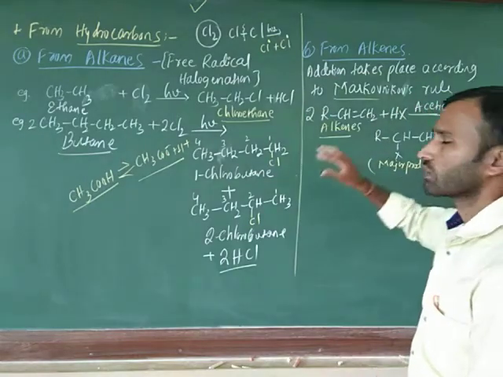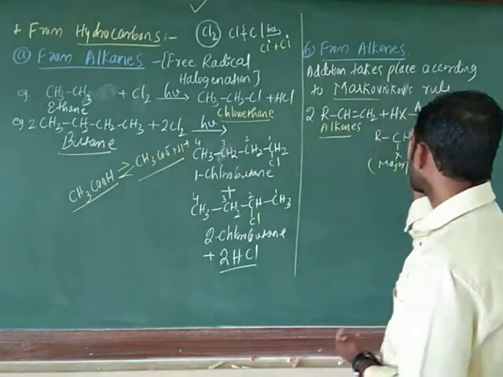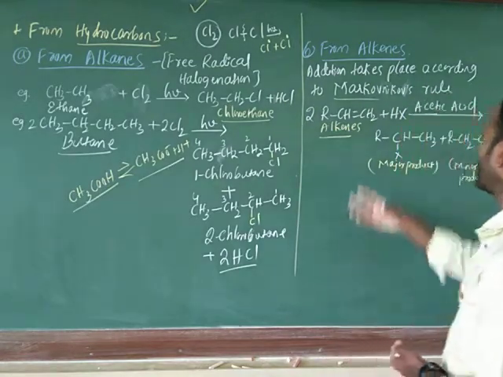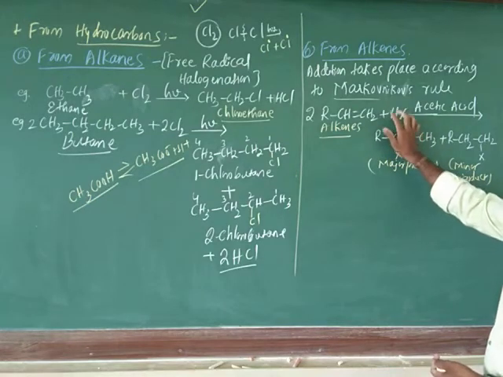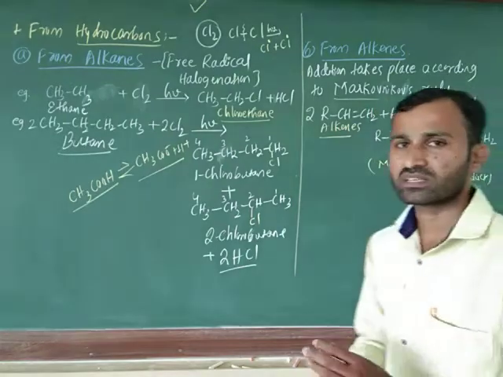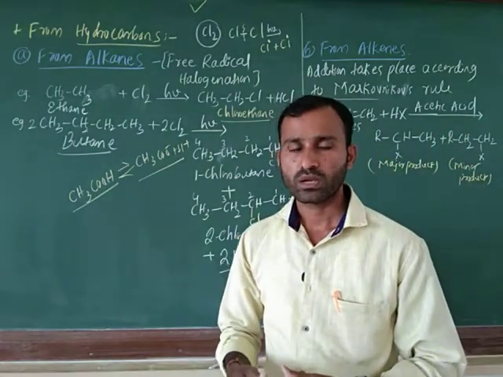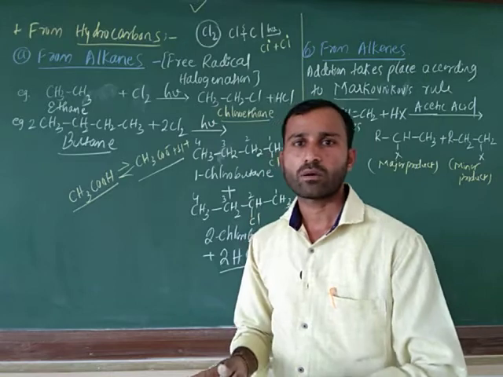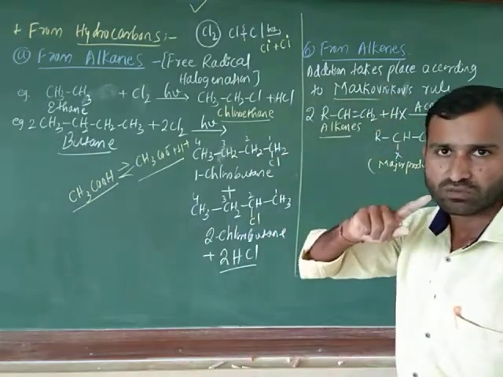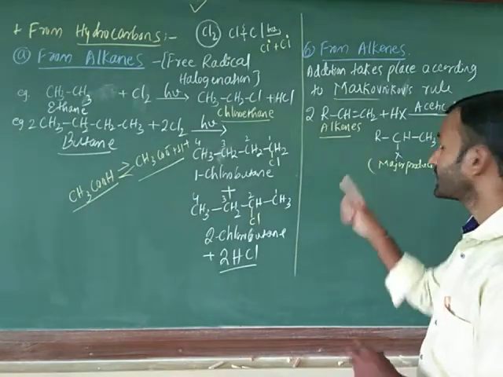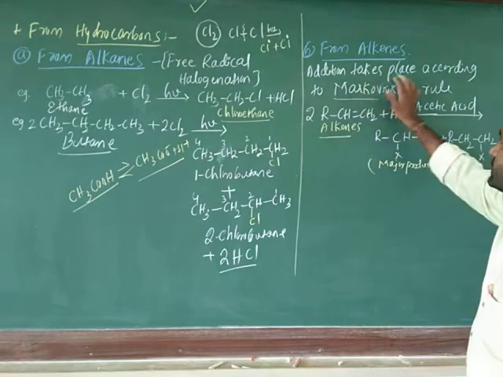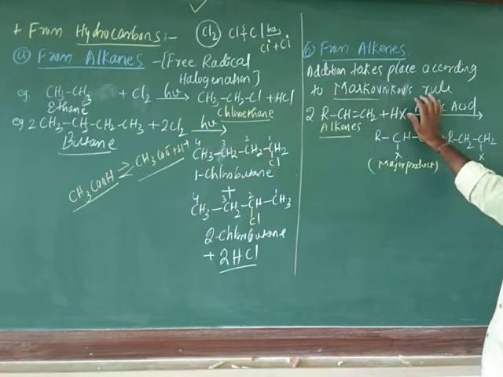Generally from alkenes, they are going to use what? A weak acid, that is what? Acetic acid. This hydrogen halide is there. According to Markovnikov's rule, Markovnikov is a scientist's name. One more is there, that is what? Anti-Markovnikov's rule. The anti-Markovnikov's rule is completely opposite of Markovnikov's rule. I will tell you the definition of Markovnikov's rule. With the help of the example you have to remember, don't memorize blindly. Addition takes place according to Markovnikov's rule.